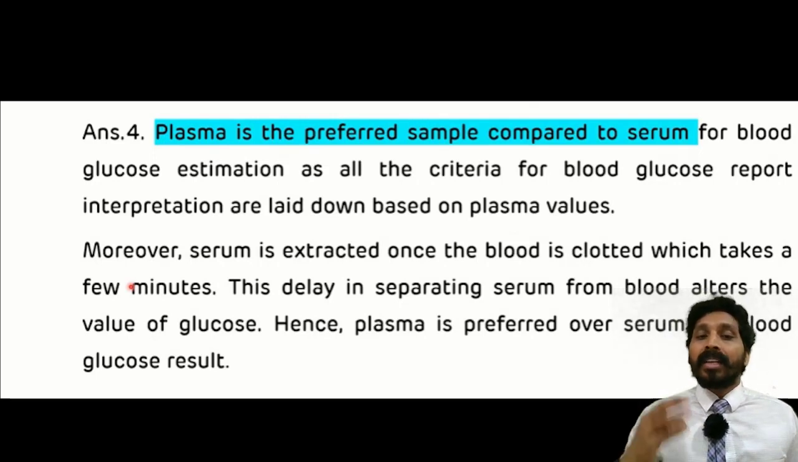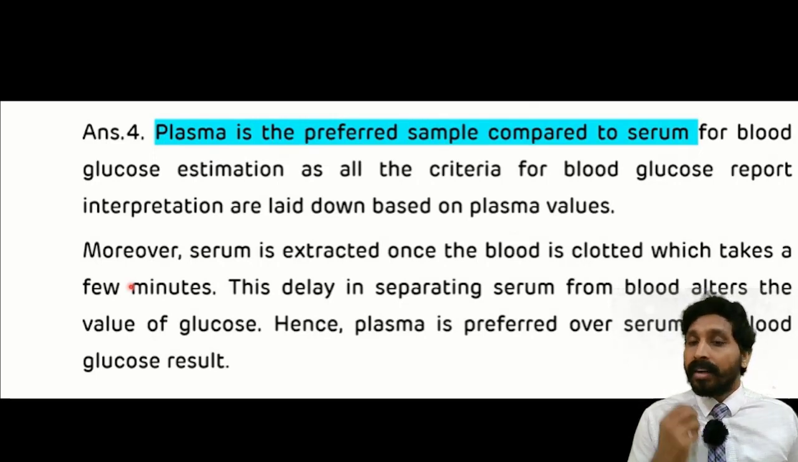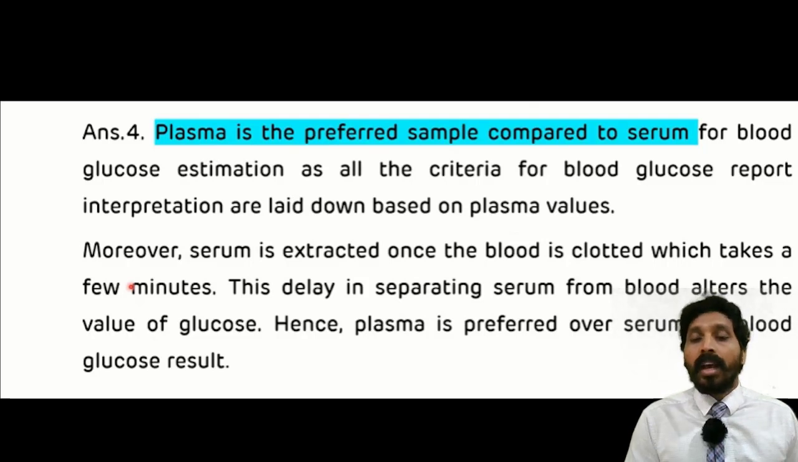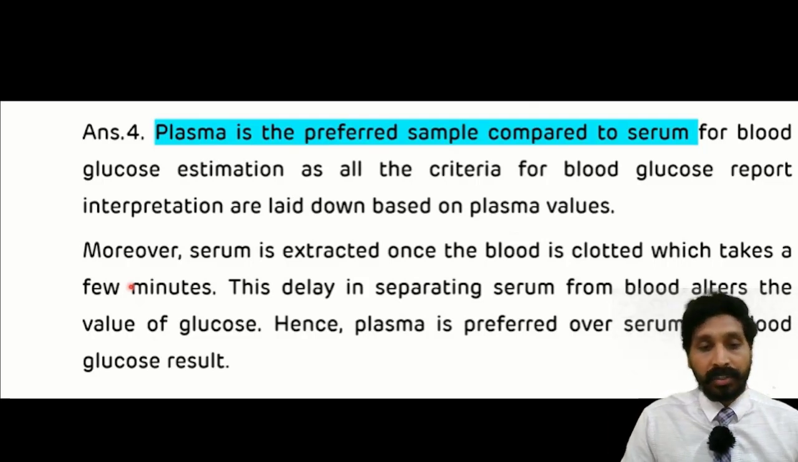Moreover, serum is extracted once the blood is clotted, which takes a few minutes. This delay in separating serum from blood alters the value of glucose. Hence, plasma is preferred over serum for blood glucose estimation.